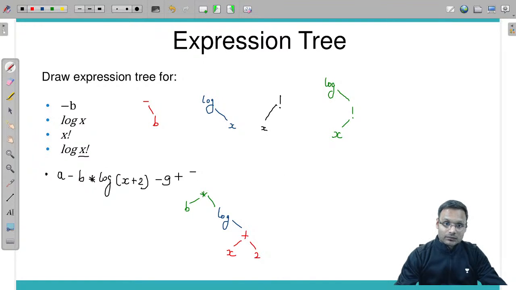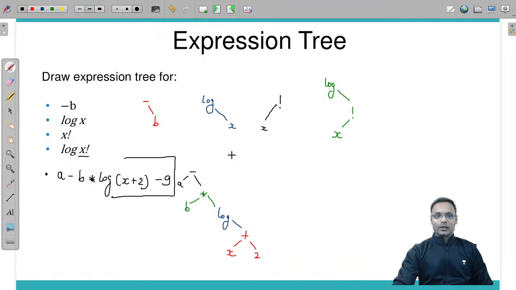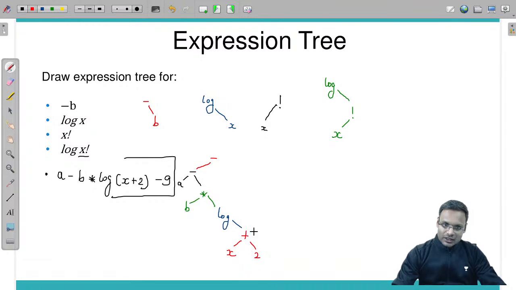Left operand is what? Tell me, what will the left operand be? Left operand is a, right operand is the result of this. At the end, this minus. Okay. So for this minus, which will be the left operand? For this minus, left operand is the entire expression.